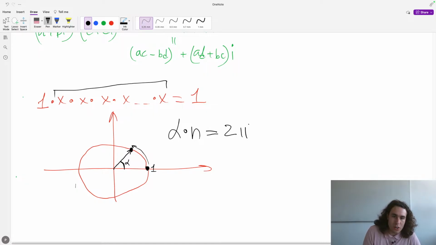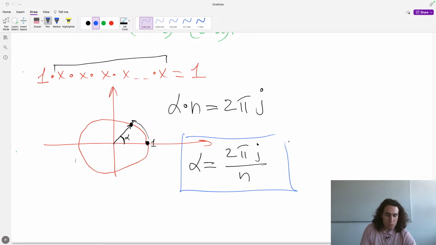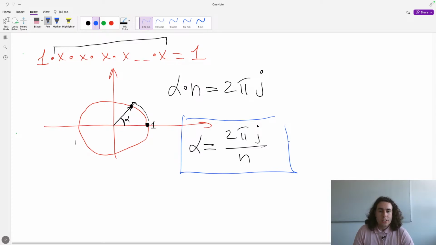So this should be of the form 2 pi times, let's say, j. So it means that my angle alpha should be 2 pi j over n, right? And this works for every value of j. Yeah, I'm just reading the comments. So any number of this form works, right?